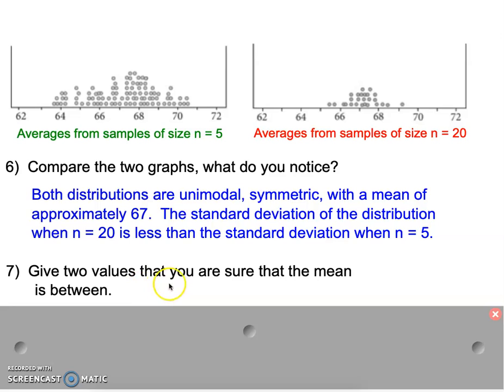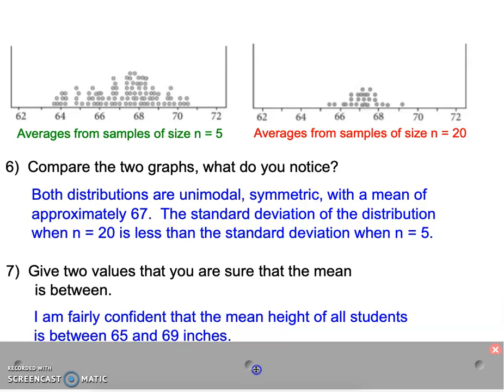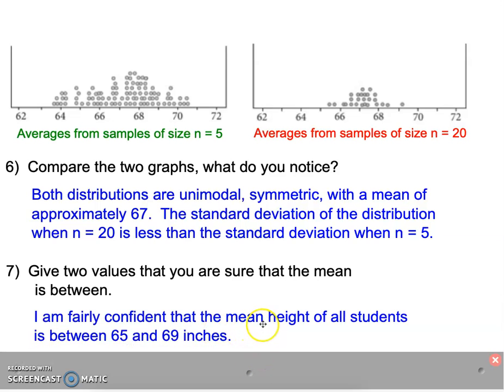Give me 2 values that you are pretty sure that the mean is in between. When students do this in class, they typically will look at this right-hand graph because it has less variability, and they'll look right about here and right about here, and they say, I'm pretty sure that the true mean is somewhere in there. So I'm fairly confident that the mean height of all students is somewhere between 65 and 69 inches.